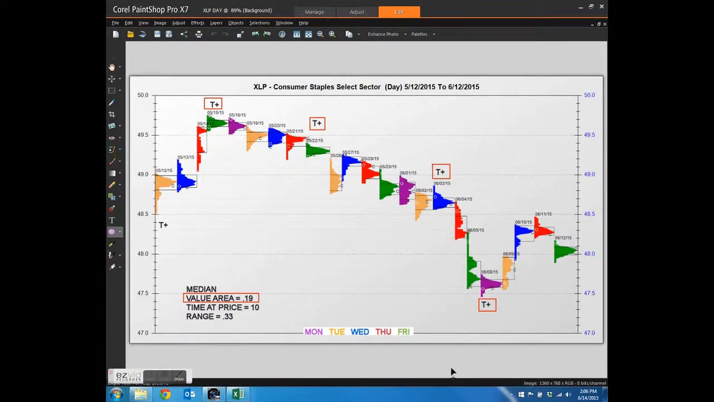This chart illustrates all the data we saw in that previous spreadsheet. Where you see a T plus, those are the days that were shaded, the ones that had above average time at price but below average ranges. And you can see that those types of days preceded rather large moves, or when a market broke into trends. So I think it's important to understand the characteristics or the traits of the market that you're watching. That's why we have the spreadsheets.